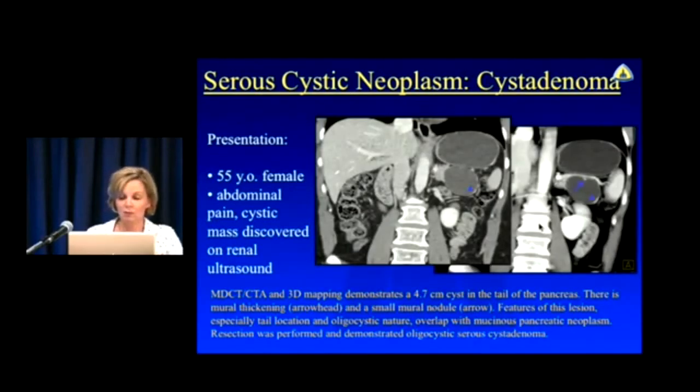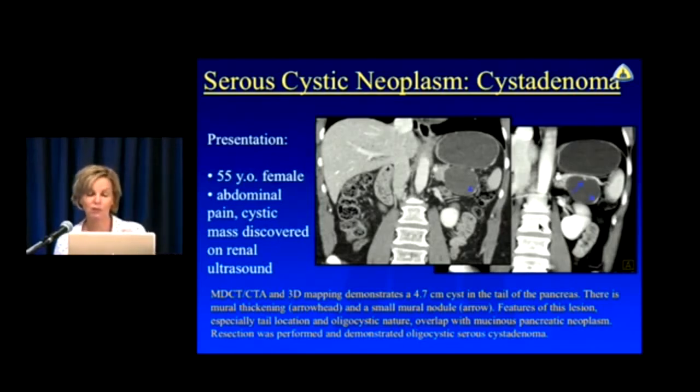This one I think is a little bit harder. So this is a mass in the tail of the pancreas. It's cystic. There's peripheral enhancement and maybe a little dot of peripheral calcification, but it's oligocystic. And so then you're kind of stuck. So if you showed me this case, there's no ductal dilatation, I would say I would favor that this is going to be a mucinous cystic neoplasm.